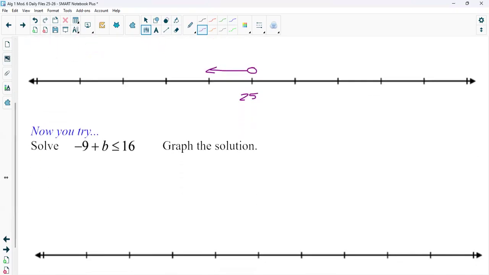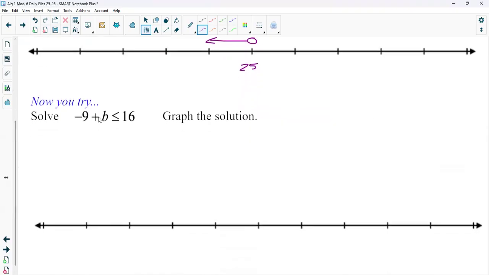Go ahead and try the next one. We're trying to get this variable by itself. So let's go and add 9 to both sides. We get that b is less than or equal to 25. We moved this 9 to the other side, and this inequality came straight down. So again, we've got 25. In this case, we've got less than or equal to. So let's go ahead and fill in that circle. And it is a less than, so we are going to go ahead and have our arrow going to the left.